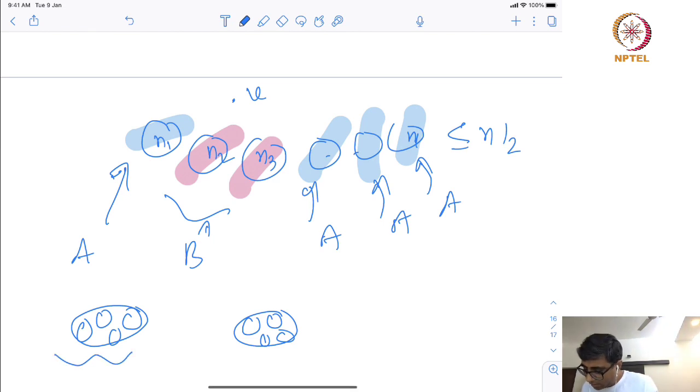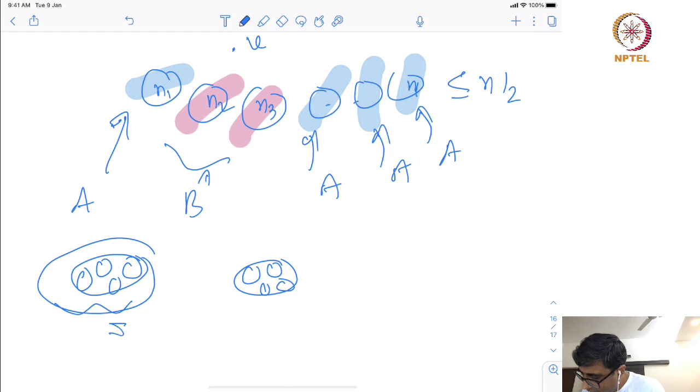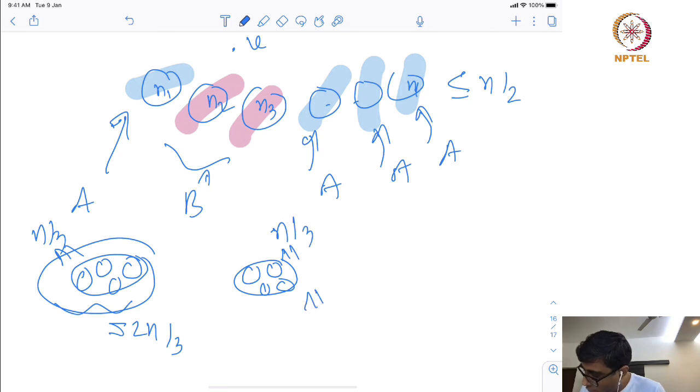The total size of the components is at most 2n by 3 and at least n over 3. So this is at most 2n over 3 and at least n over 3. Okay, this is the property I have.